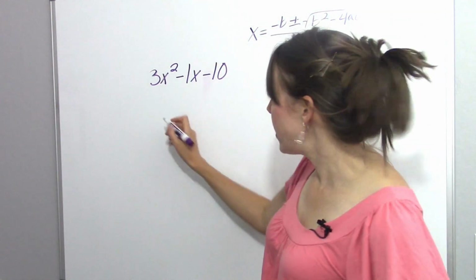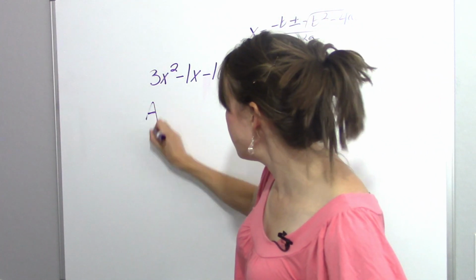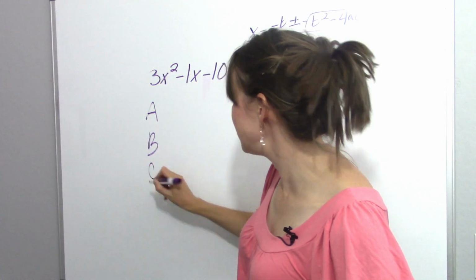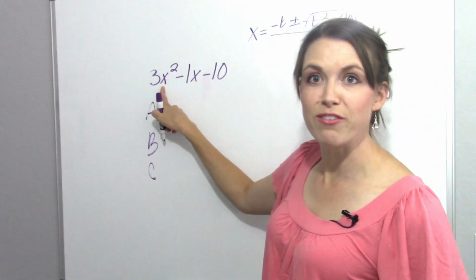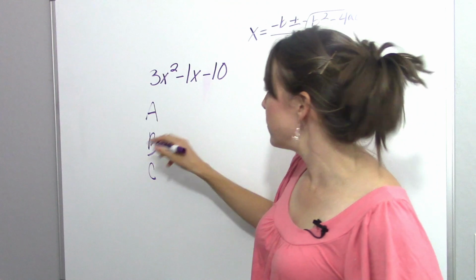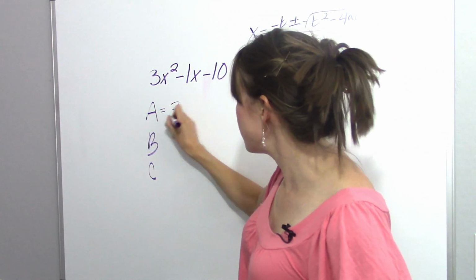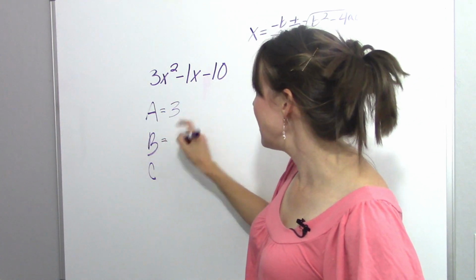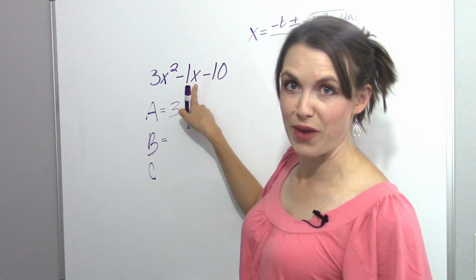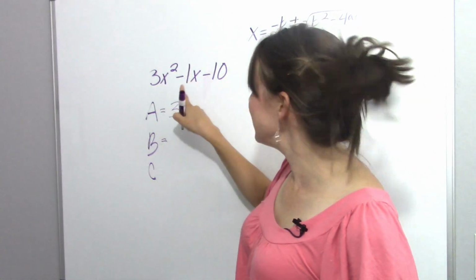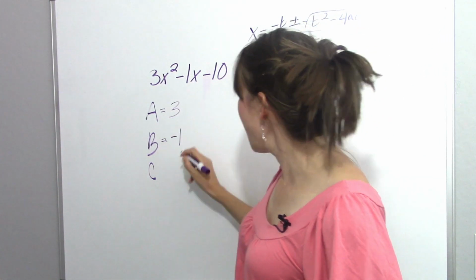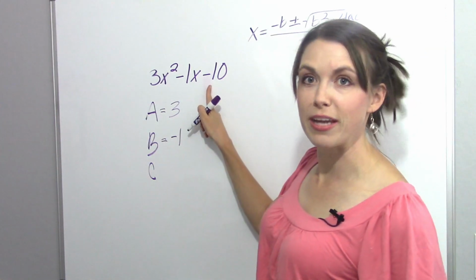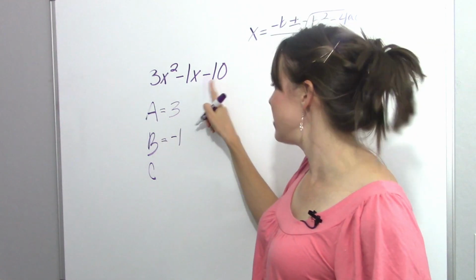And then we have a, b, and c. So a is whatever's attached to the x squared. So in this case, a is equal to 3. B is whatever is attached to just the regular x, and in this case, it's negative 1. And then c is whatever number is all by itself, which is negative 10.